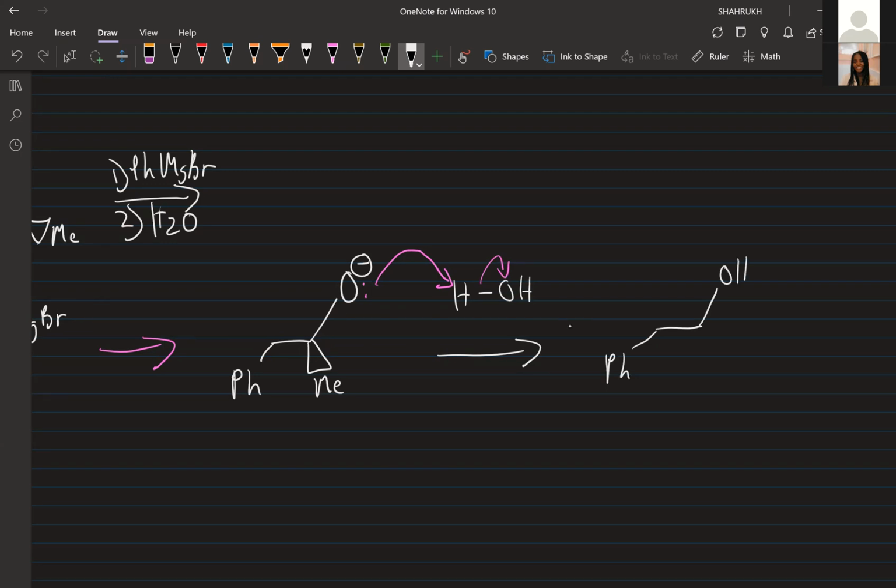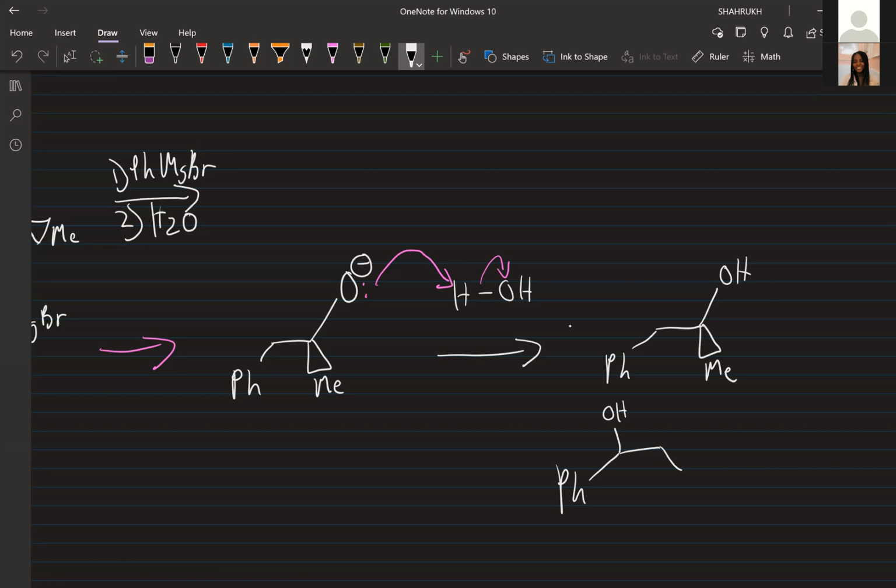So that's a good question. Let me just draw out this product. Hamad asked why the O is on the right. Could it be on the left? So essentially you're asking how come we don't get this product, like this, with the OH and this would just be a methyl group.